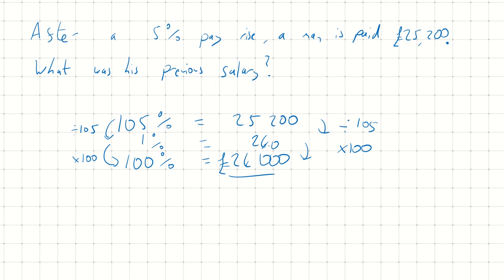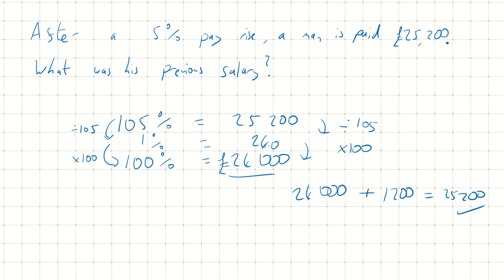We can check this easily enough. 10% of 24,000 is 2,400. 5% of 24,000 is 1,200, and 24,000 plus 1,200 is 25,200. So it does work out fine.